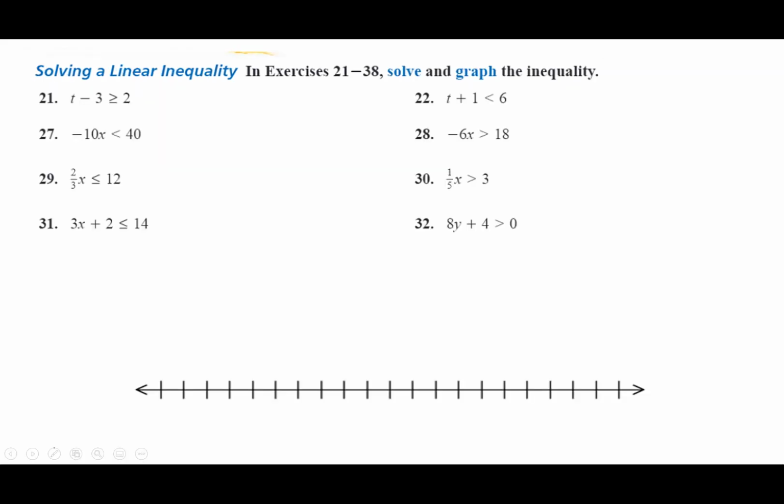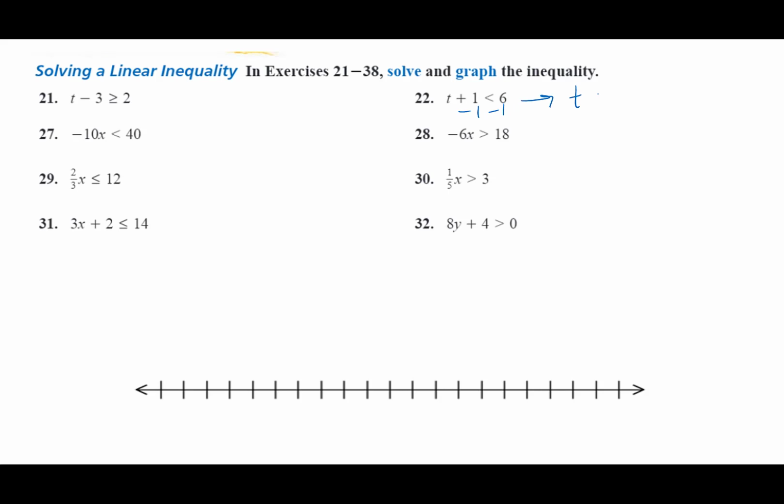Okay, for this next set of problems, I won't do all of these, but you're asked to solve the inequality and then graph the inequality on the number line. So let me just show you a few of them and show you how to graph them. If we start off really easy, like with number 22, t plus 1 less than 6, you're going to solve these exactly the way you would solve if that inequality sign was an equal sign. We're going to subtract 1 from both sides.